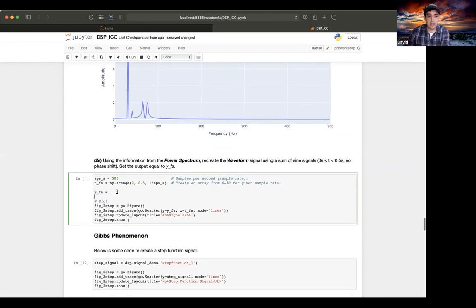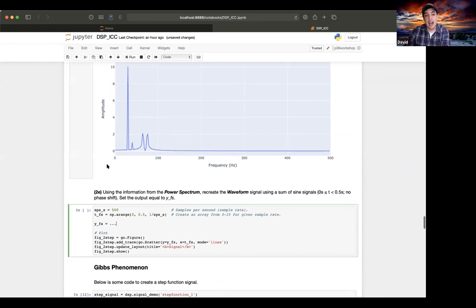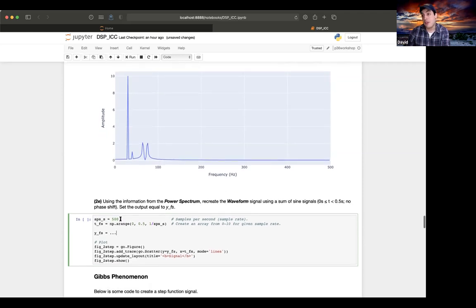If you want, you can go ahead and go for that. You can write a quick script. Hopefully it's not too complicated. Just a little bit of a hint: you're going to have 1, 2, 3, 4 sine signals that you're going to add up to recreate it and see if it plots the same.